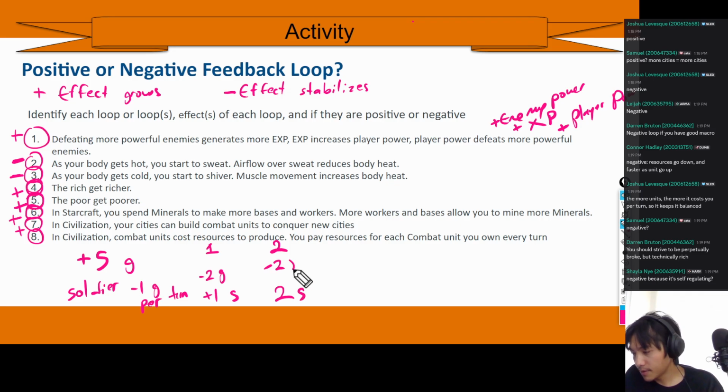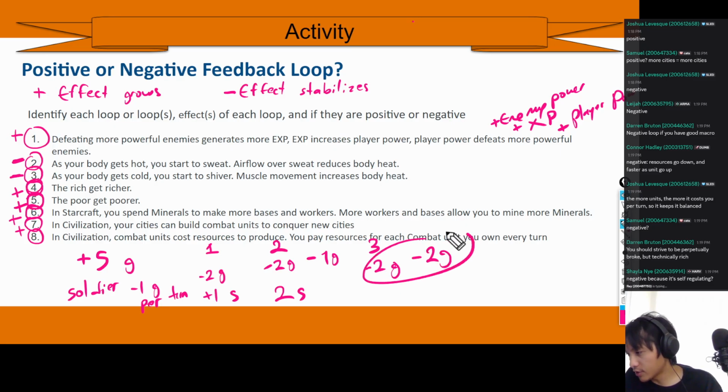But you are also spending 1 gold per turn on upkeep of that soldier from last time. Then on turn 3, you can't build any more soldiers because now you're paying. Oh, I guess you could try to build one. You can pay 2 gold to build one, and you're also paying 2 gold every turn to keep the soldiers that you have already, and now you have 3 soldiers.